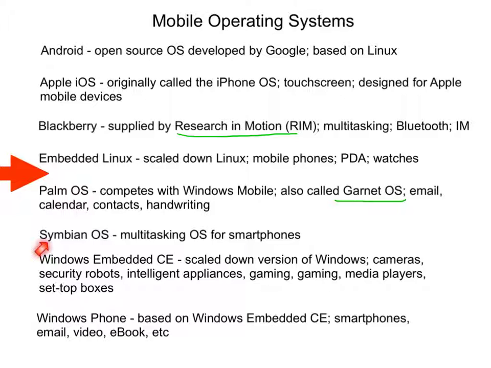There's the Symbian operating system. It's a multitasking operating system designed for smartphones, but some popular features would be the capability to send and receive email and faxes, contact lists, and browse the web.